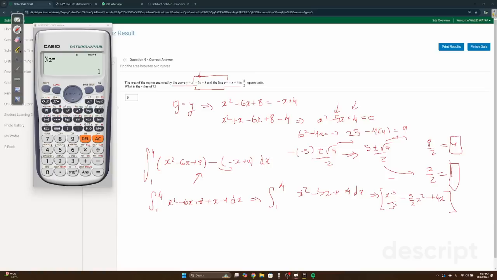Our bounds are 1 and 4, right? So let's start with 4. So it's going to be 4 cubed over 3 minus 5 over 2 times 4 squared plus 4 times 4, minus open bracket, 1 to the power of 3 over 3 minus 5 over 2 times 1 to the power of 2 plus 4 times 1, close the bracket. When you do it on your calculator, I'll cut to me finishing. After you do this, you get minus 9 over 2, which you obviously need to make positive, so it's going to be 9 over 2. So your answer, K, will be 9.